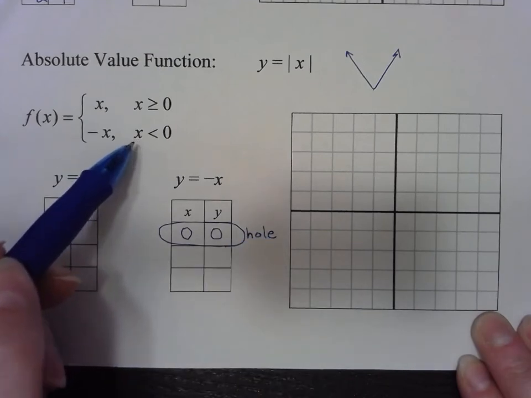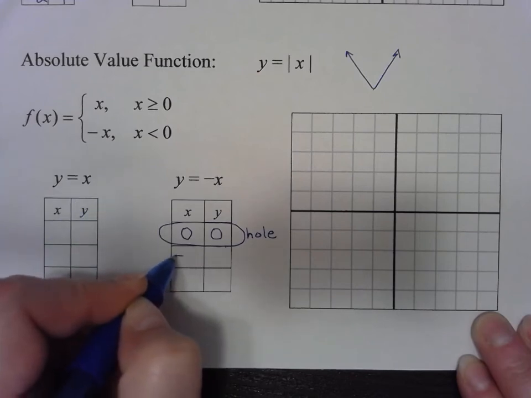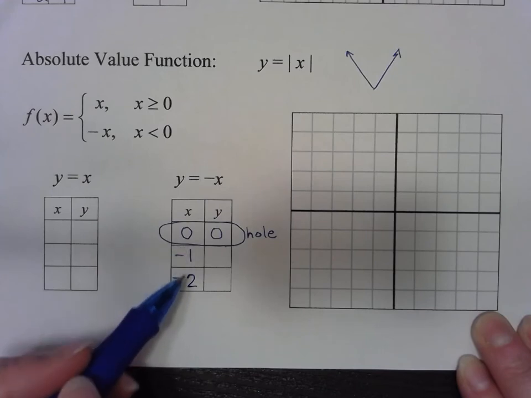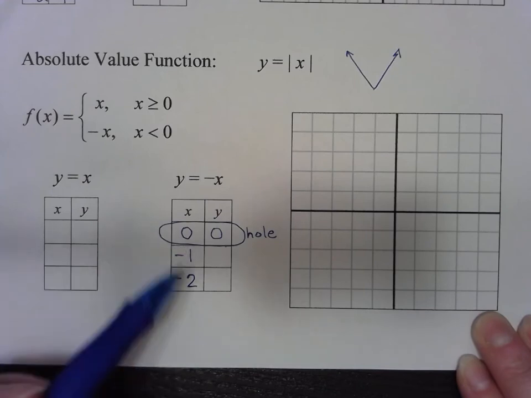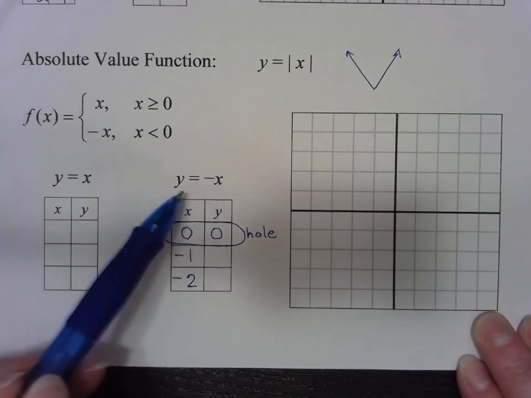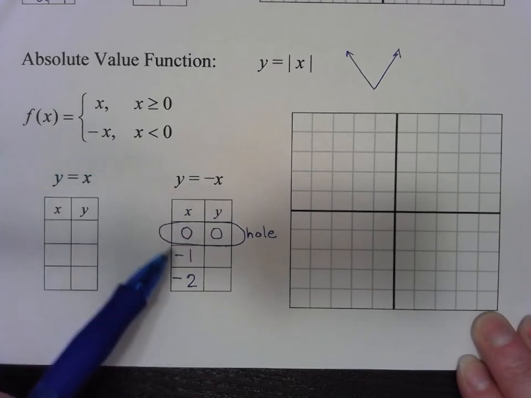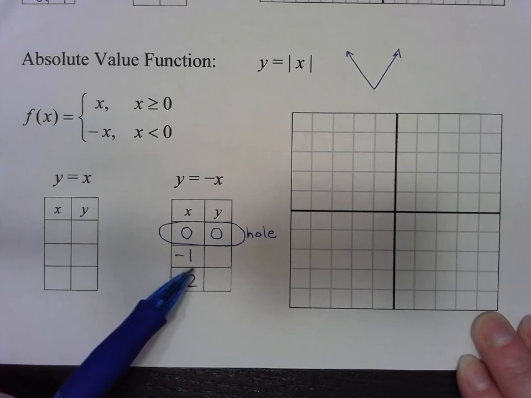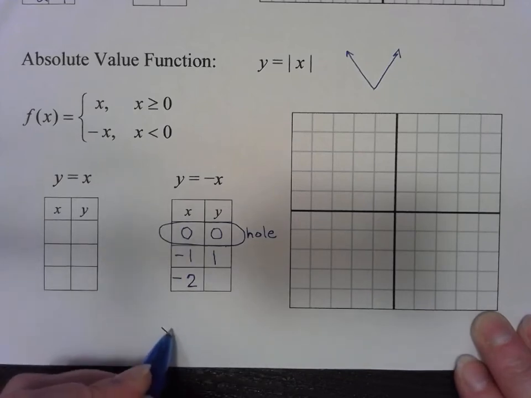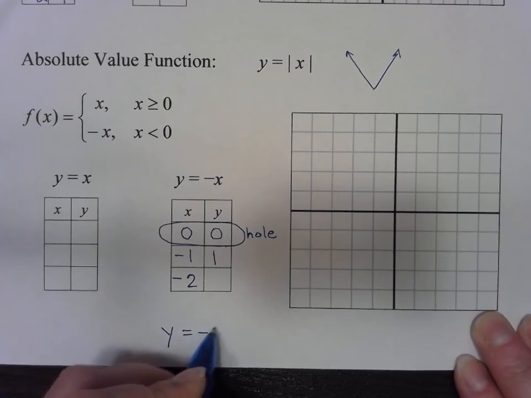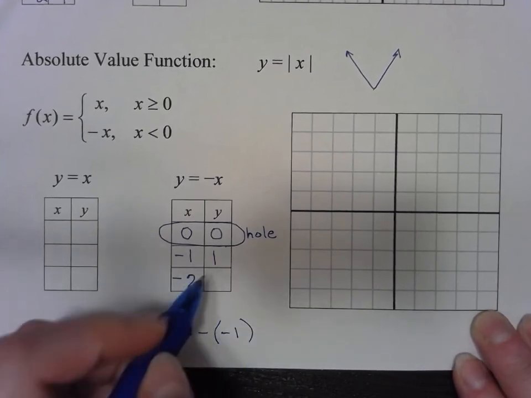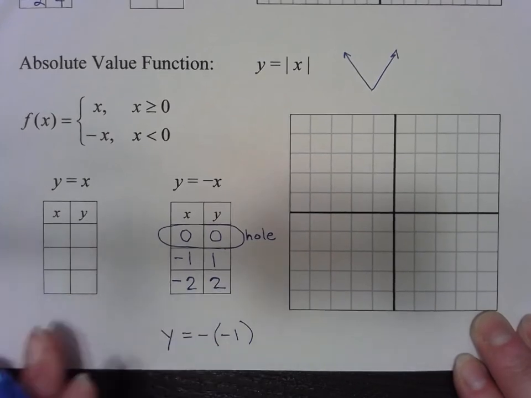Then for this piece, I want to pick numbers smaller than 0, so something negative like -1, -2. You could list more if you wanted to, but this is probably going to be enough. And then when I plug it into my equation, either here or here, I'm going to take the opposite. So the opposite of -1 would be 1, right? Same thing here. This is going to give me 2.